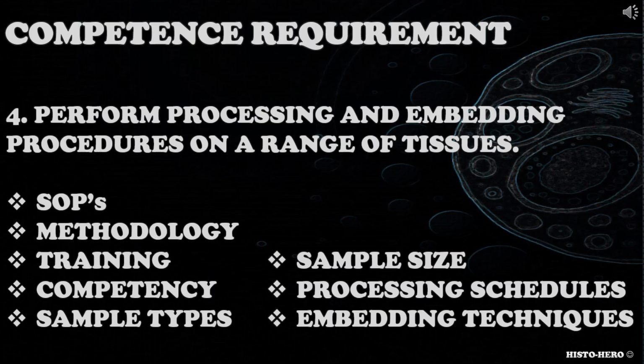The fourth competence requirement is perform processing and embedding procedures on a range of tissues. Candidate should be able to perform processing and embedding on various tissues. Does the candidate routinely perform processing and embedding on a range of tissues? Do they follow SOPs and local methodologies when performing processing and embedding? Do they know how to select and use correct processing schedules? Do they know which embedding technique to use? Are they aware of special instructions for embedding, and can they follow them?